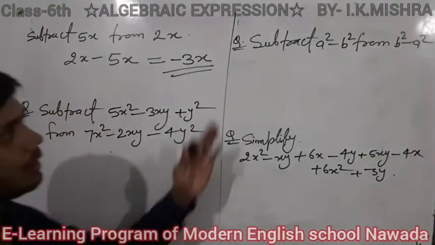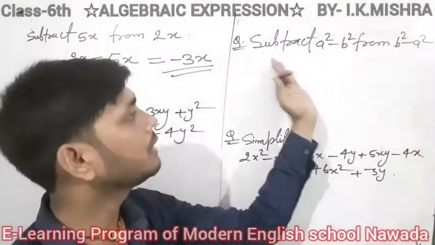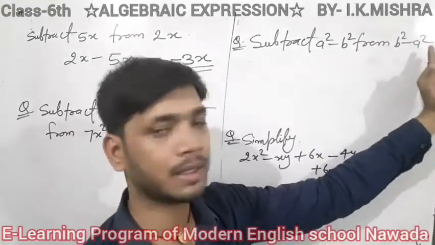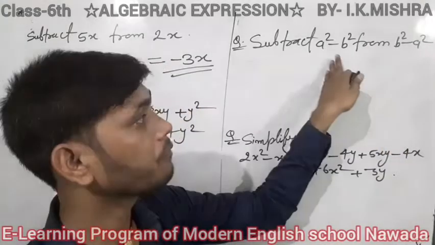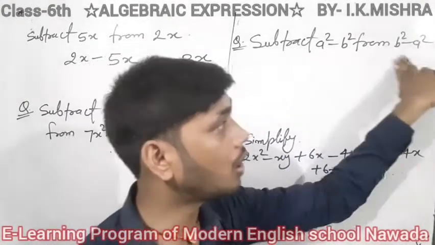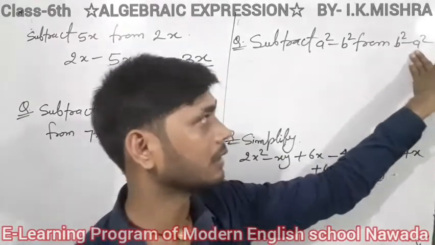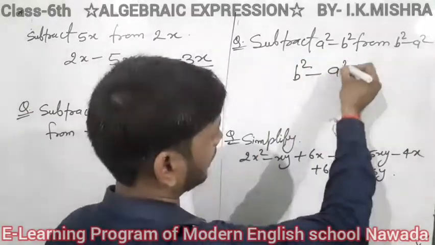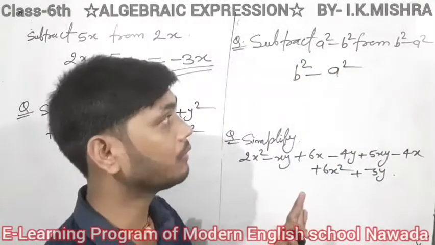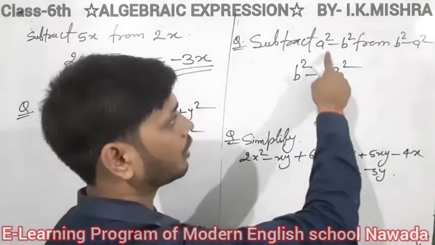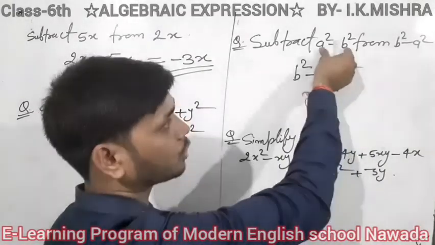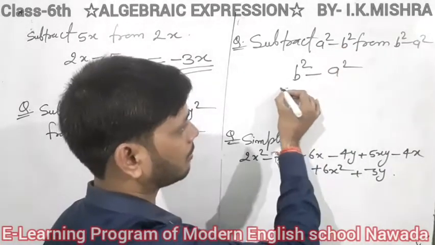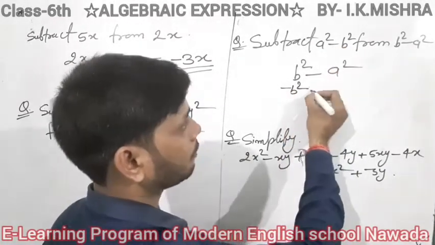Now friends, let's proceed to another question. Subtract a square minus b square from b square minus a square. That means, friends, we have to subtract these from these. That means first write this b square minus a square. Here b square minus a square. And in column, when we arrange this, first of all we have to subtract this a square minus b square. That means here minus b square and plus a square.